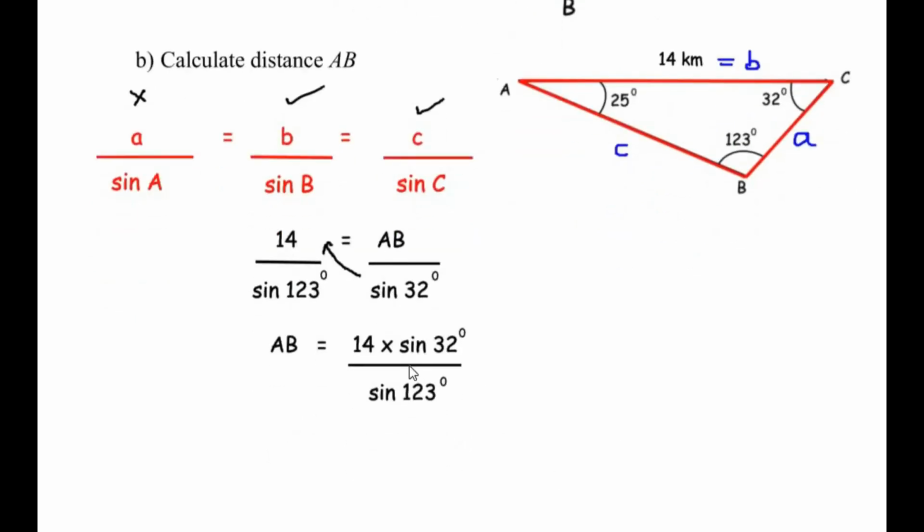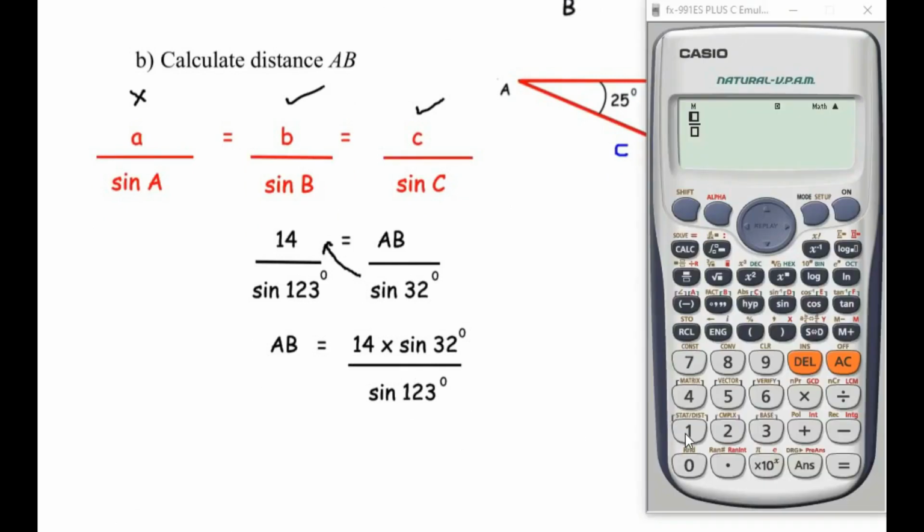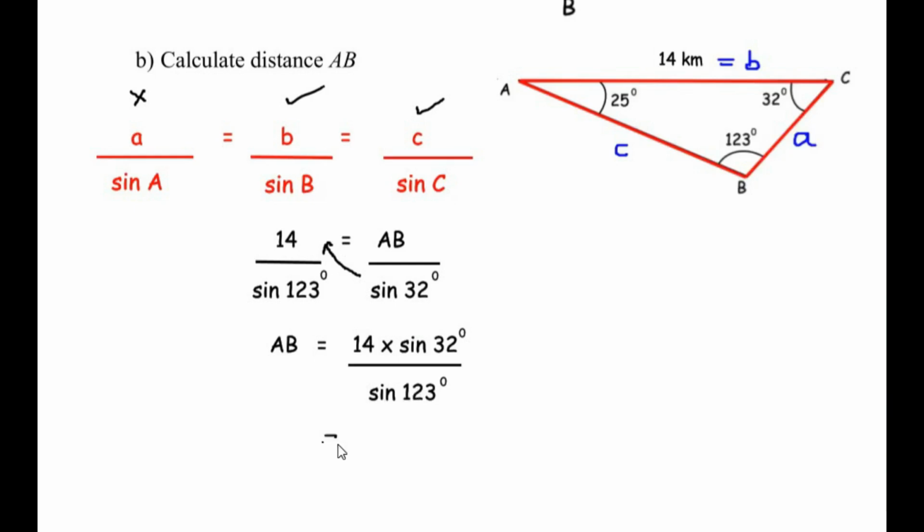So let's see what is its value. So 14 times sine of 32 degree over sine of 123 degree. So here we'll get 8.8459. So I'm going to round it to 2 decimal places again. So it is going to be 8.85. So the length of the side AB is 8.85 kilometers. So this is the value of AB.